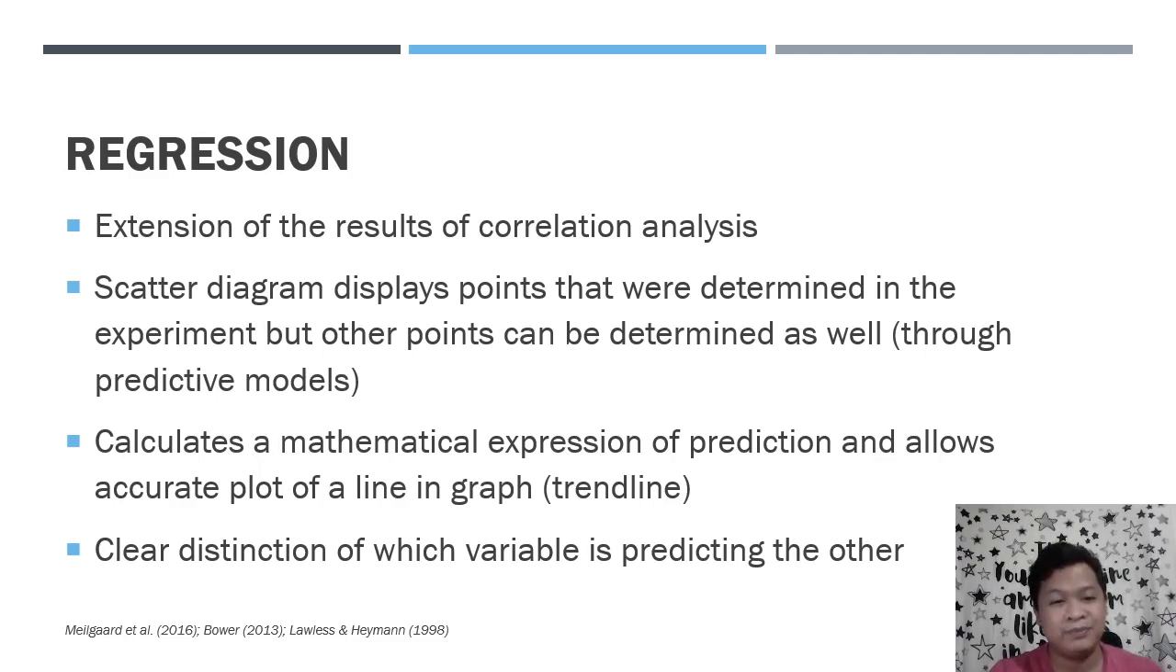Okay. Typically in regression, we calculate a mathematical expression of prediction and allows an accurate plot of a line in a graph or yung tinatawag nating trend line. Okay, which of course hindi naman parating line yan, no? Minsan curve siya. Okay? And malalaman mo kung aling variable yung nagpipredict kanino. Okay? So, hanggat maaari, kung kaya nung collection ng data mo na ma-regress to make predictions, instead of just associations and correlations, then you should use this one.